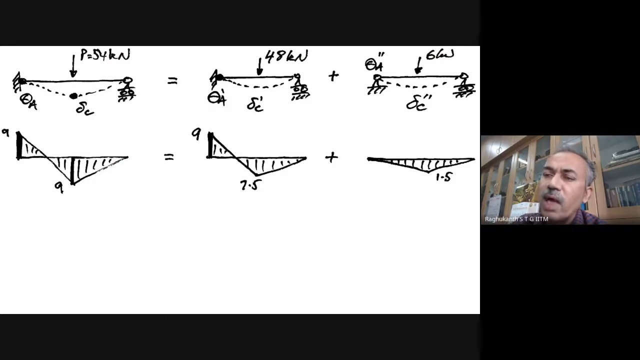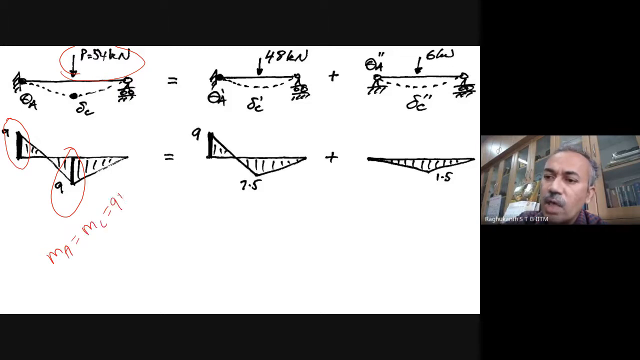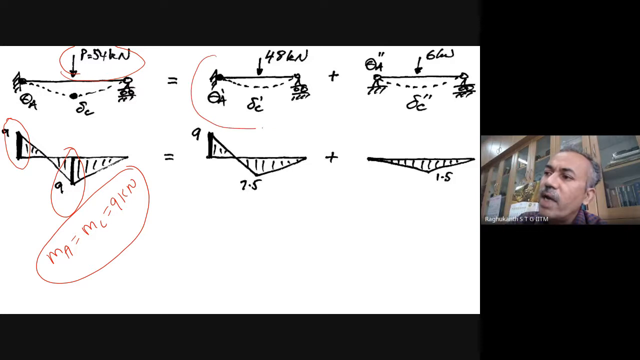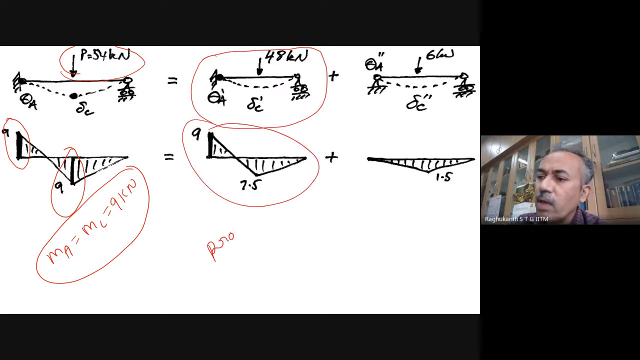So exactly what we have done is, at the collapse point, at P equal to 54 kilonewtons, if you draw the bending moment diagram, the bending moment at A is 9 because it also has plastified, and the bending moment at C is also 9 only. So MA is the same as MC, which is 9 kilonewton-meters, because at both stages the plastic hinges formed. So this analysis, what we have done up to 48 kilonewtons, is the propped cantilever. We have done that, and then we have found the bending moments and others.